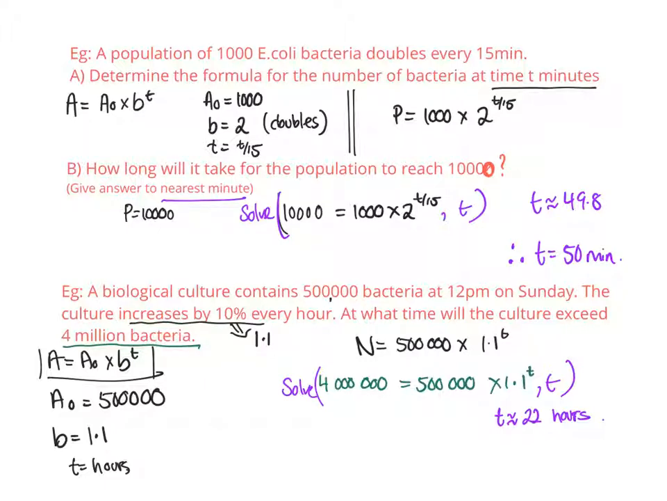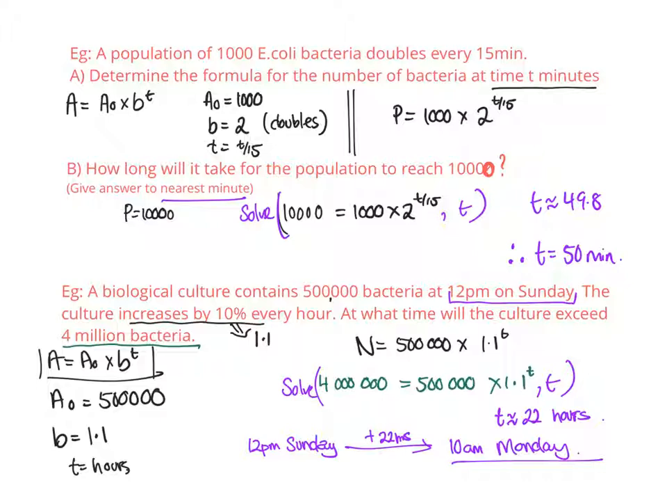So it's going to take 22 hours for it to increase to 4 million. Now, we are at 12 p.m. on Sunday, and they want to know the time. So you've got to go from 12 p.m. Sunday and add 22 hours. Where are we going to be? 10 a.m. on Monday. Good. So that's your answer. Be careful not to just write 22 hours. You won't get full marks.